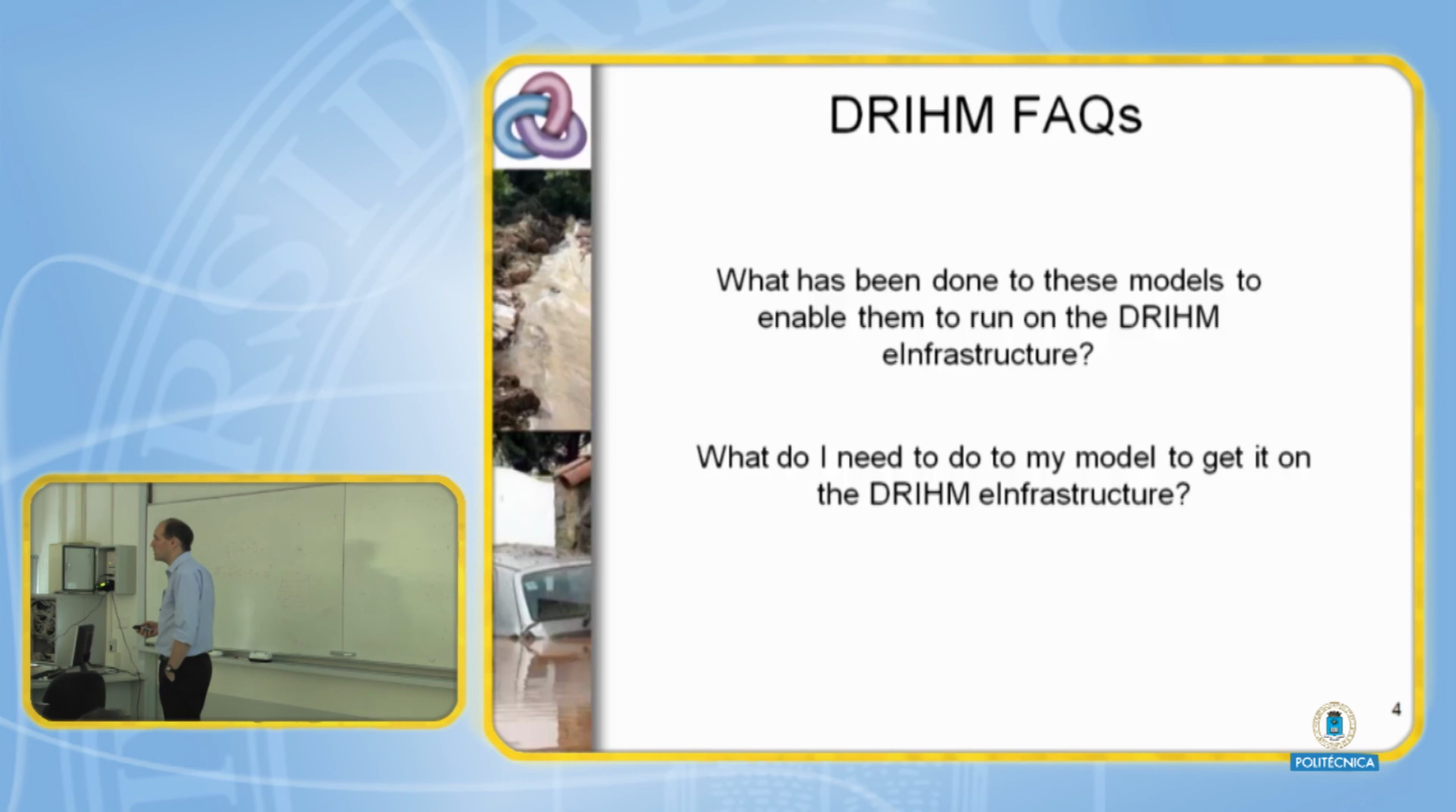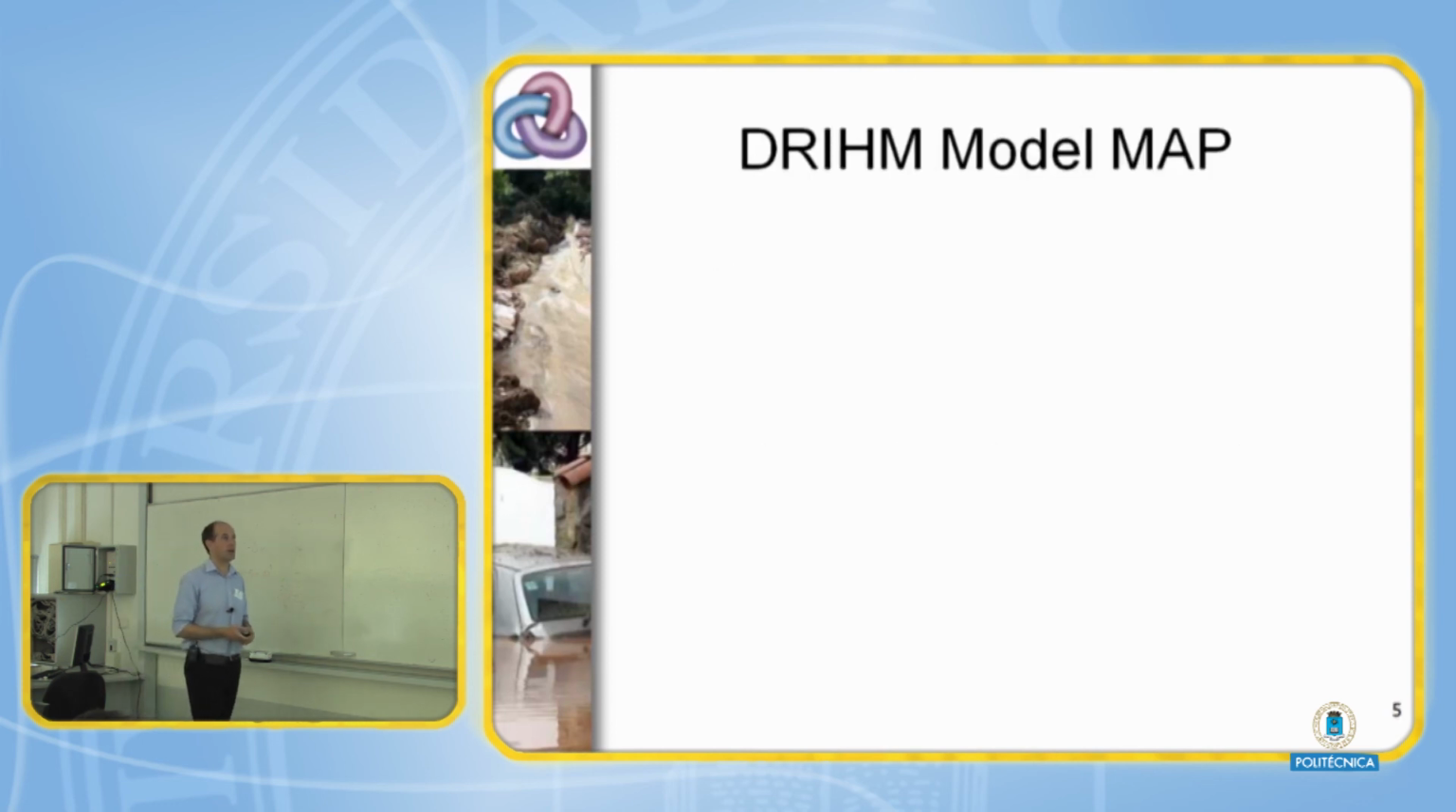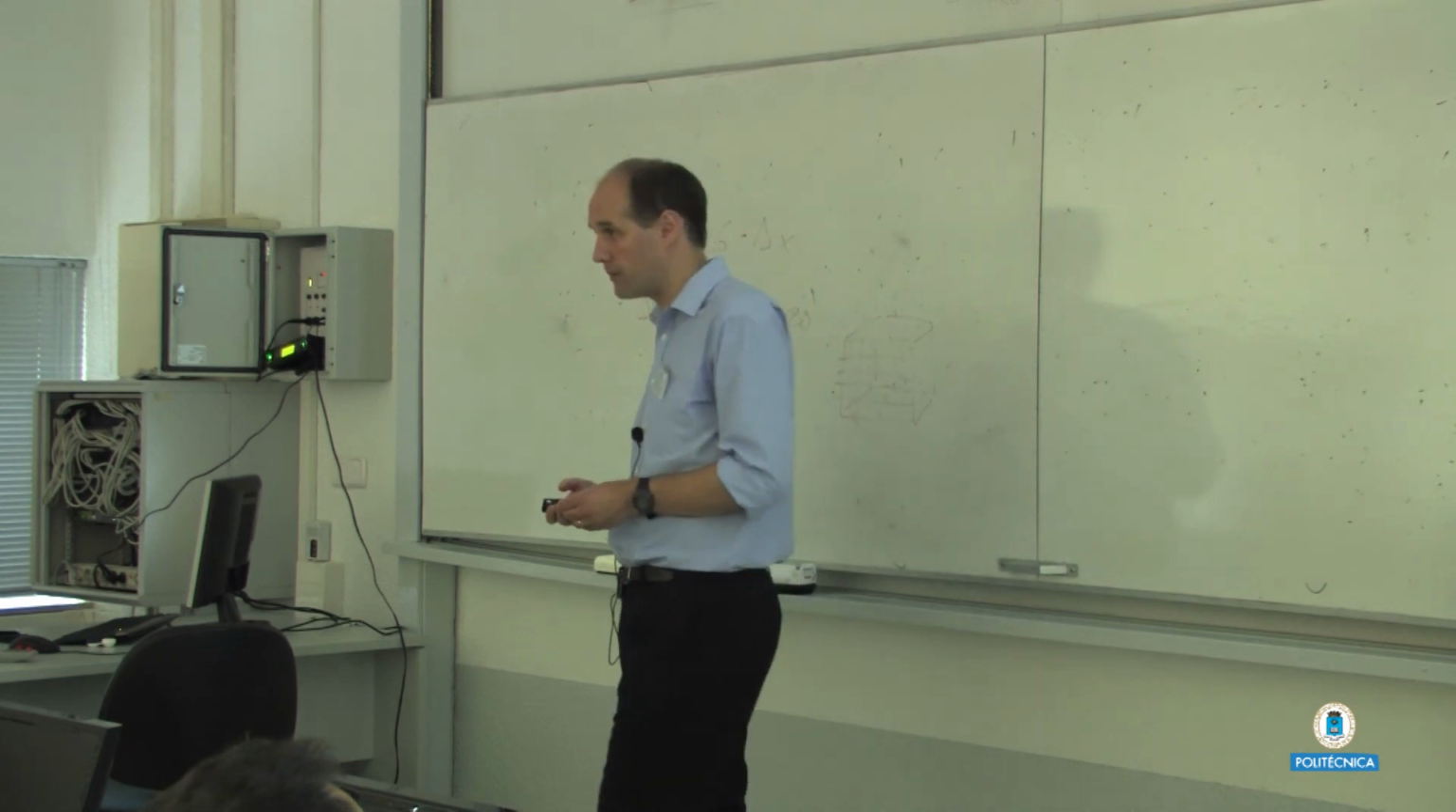You have a model, you want to start using it, maybe you want to expand the use case from flash flooding into other things. We have other models that we want to add in to DRIHM. What do we do? And the answer is the DRIHM Model Map, MAP.